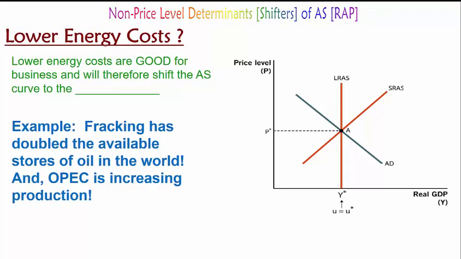Here's another example. Lower energy costs are good for business and will therefore shift the AS curve to the right. So the example, fracking. Fracking has made energy costs go down. So the short-run aggregate supply curve has shifted to the right. We're now at point B. We're now seeing a lower price level, higher output. At that level of output, unemployment is going to go down, because as we produce more, we need more workers. So the unemployment rate drops.